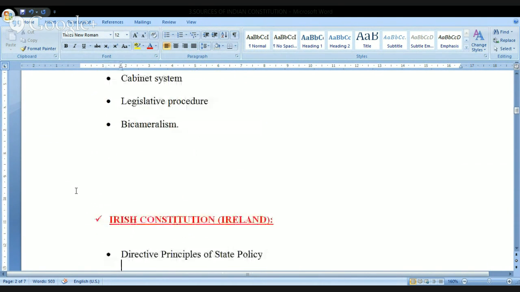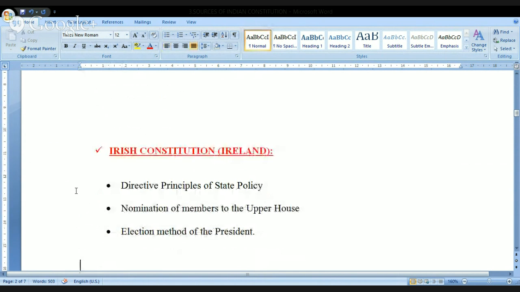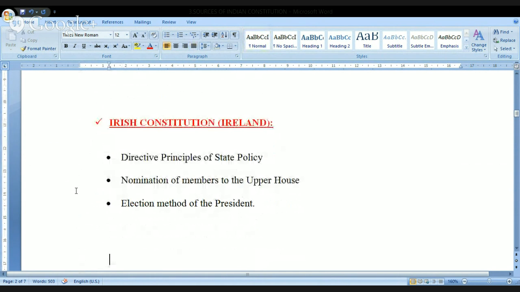Now, I'm going to the next point here. That is the concept of directive principles of state policy. Nomination of the members to the upper house. Election method of the president. These three concepts we have borrowed from the Irish Constitution.